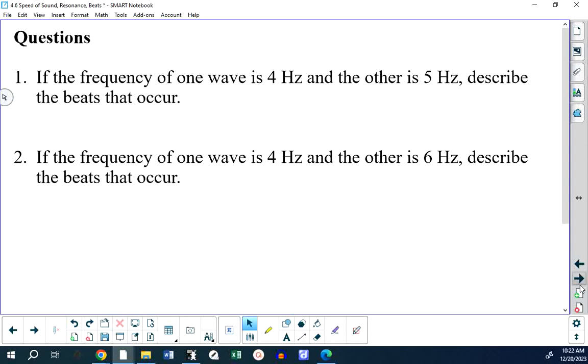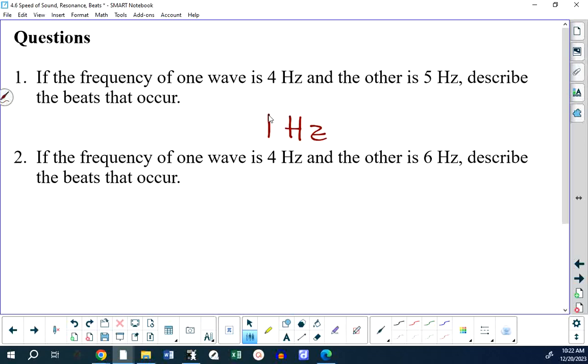And what I'm asking is, how many times per second does it go up and down? Do you hear that increase and decrease? And the answer is 1 hertz. It's the difference between them. That's all. That's it. That's what you need to remember about beat frequency.